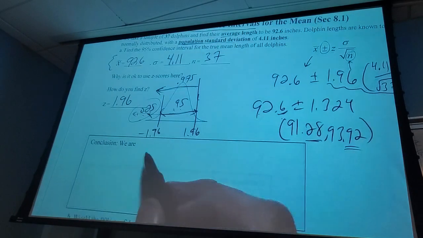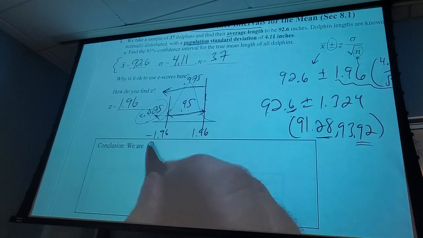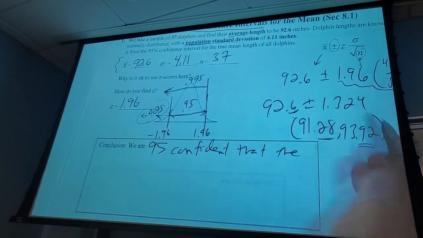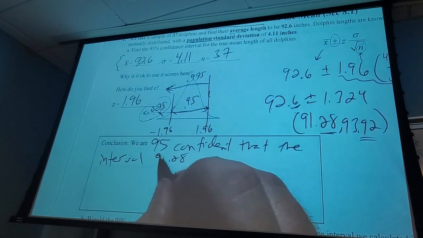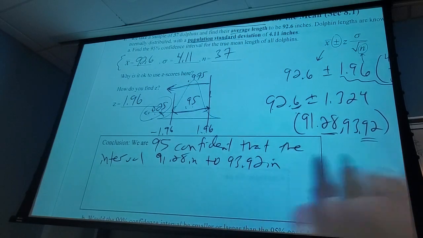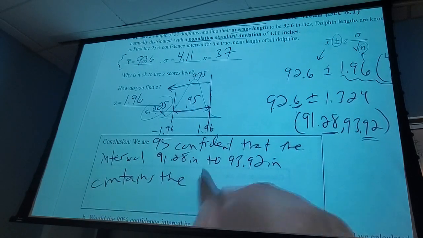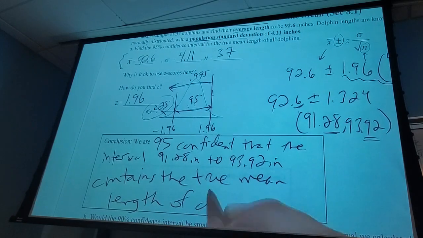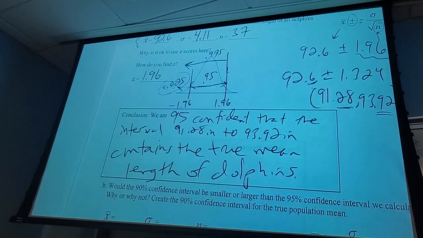All right, so then how do we put together this statement? We are how confident? 95%. 95% confident that the interval 91.28 inches to 93.92 inches does what? Contains the true mean length of dolphins. All right, I like it.